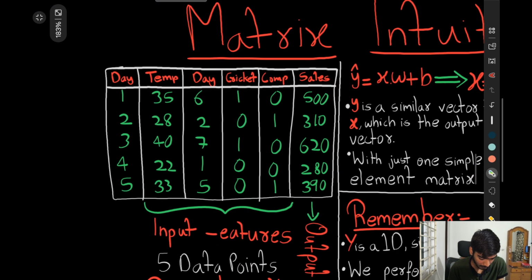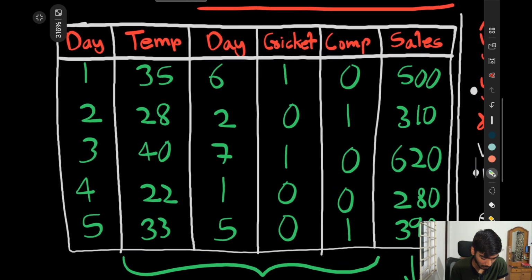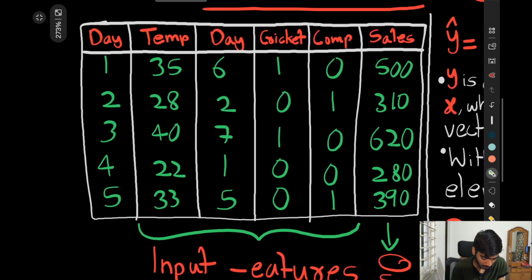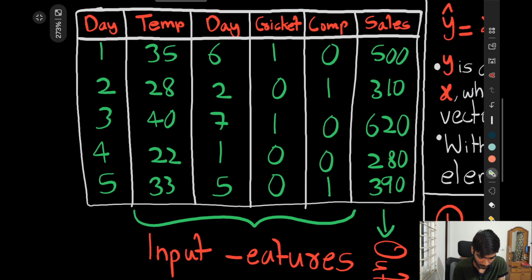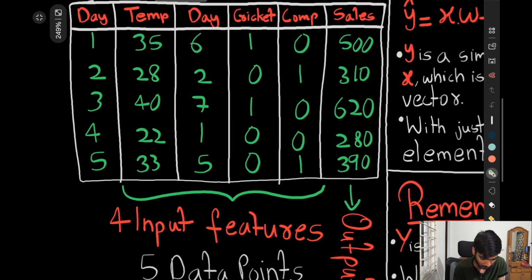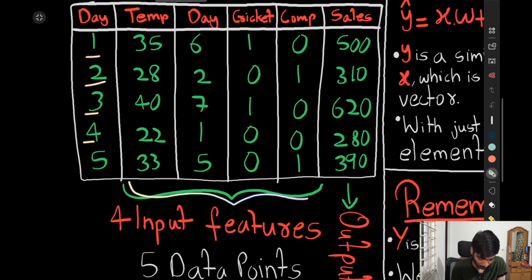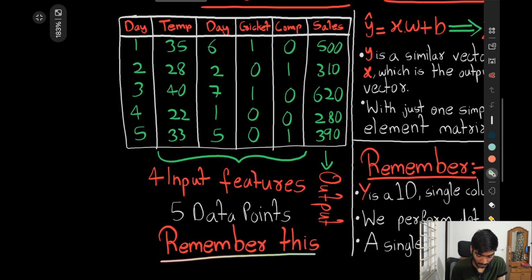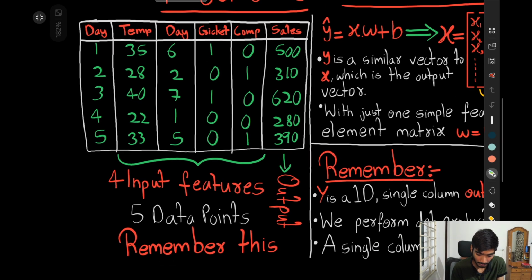Before we touch matrices, let's make sure the intuition is alright. You have a dataset of 5 days of sales data with 4 features: temperature, day of the week, cricket match and the competitor discount. So here is the table. This table has a total of 5 rows, 5 data points for 5 days, 4 input columns which represent the 4 features and 1 output column which represents the sales. Just remember this. We'll get back to this table again.